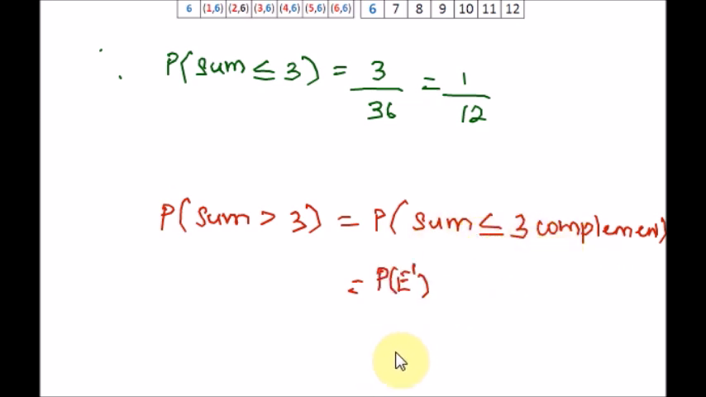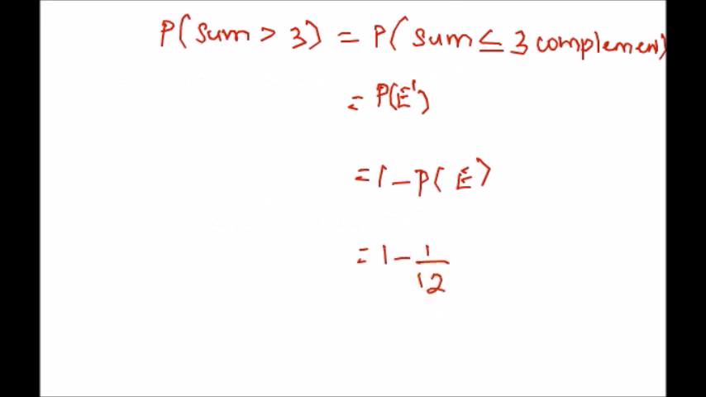We know the complement rule. Probability of the complement of some event is nothing but 1 minus probability of that event, which is nothing but part A answer. So 1 minus 1 over 12. So this is going to be 11 over 12. Hope you're clear with this example.